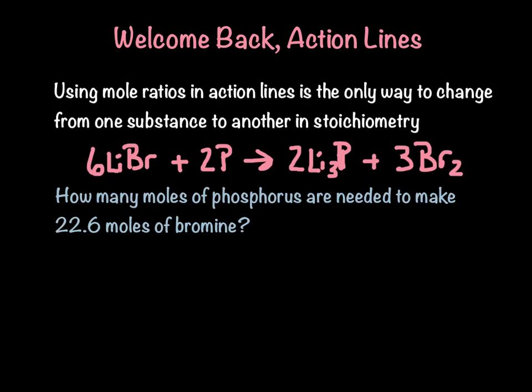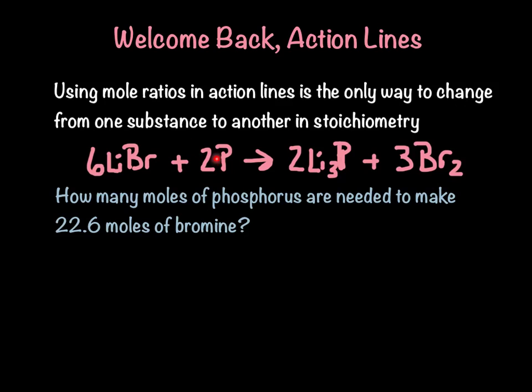When we're using stoichiometry, we're going to have to be using action lines again. Don't let the action lines scare you because they're not all that bad. We're going to welcome back the action lines and we're going to use something called mole ratios. This is the basis of stoichiometry. If we're given an amount of lithium bromide and we want to find out anything else in this chemical reaction, then we're going to have to use a mole ratio to switch it back and forth.